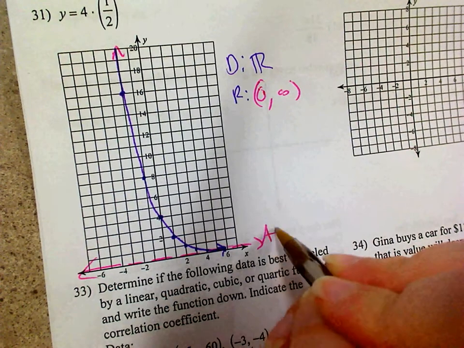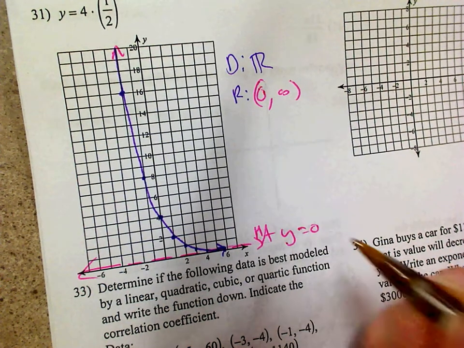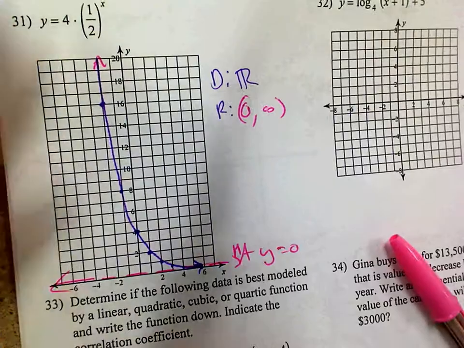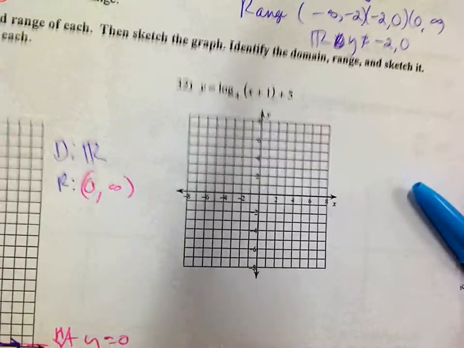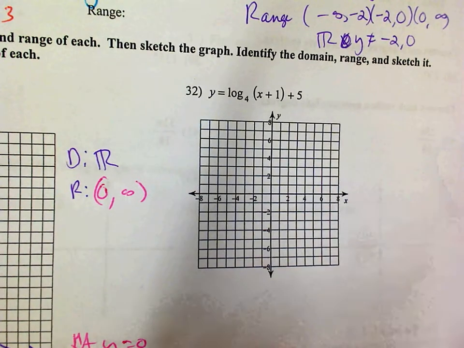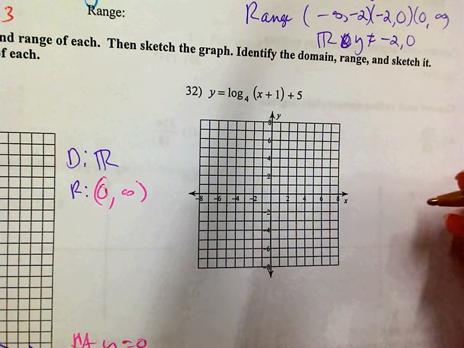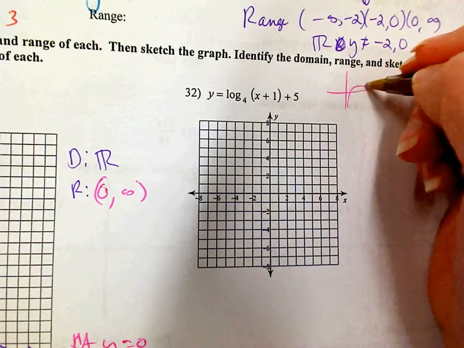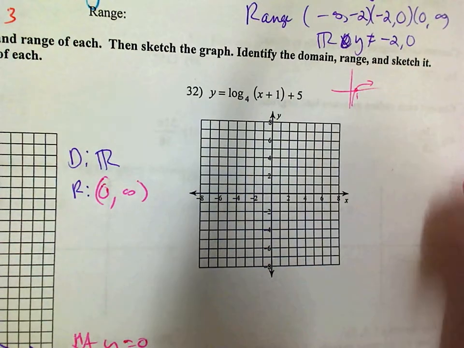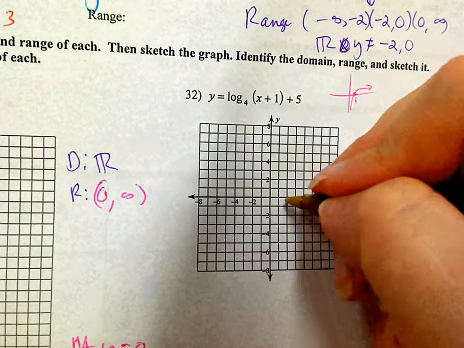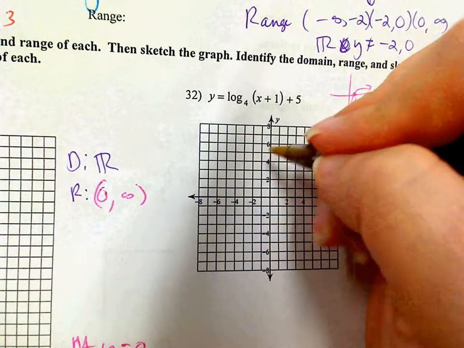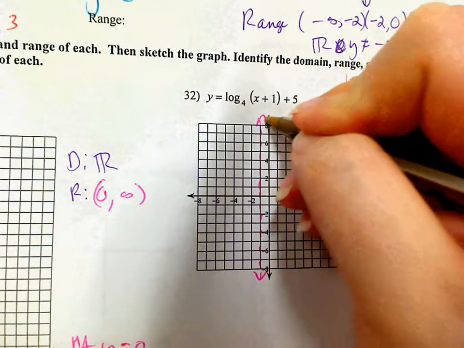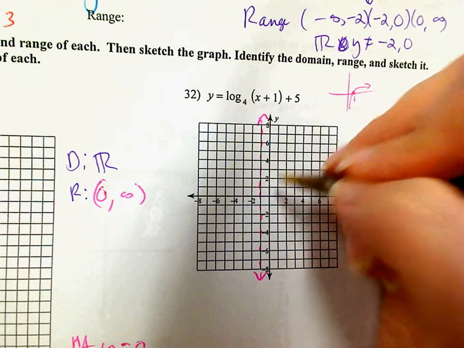Okay. Now this logarithm graph, log base 4 of x plus 1, plus 5. It's a log function shifted to the left 1 and up 5. So normally log looks like this, crossing at 1. But we're going to shift it to the left 1 and up 5. So the vertical asymptote was at 0, now it's at negative 1. This point is normally right here crossing at 1, now it crosses at 0, so I'm going to go left 1 and up 5. So right here.